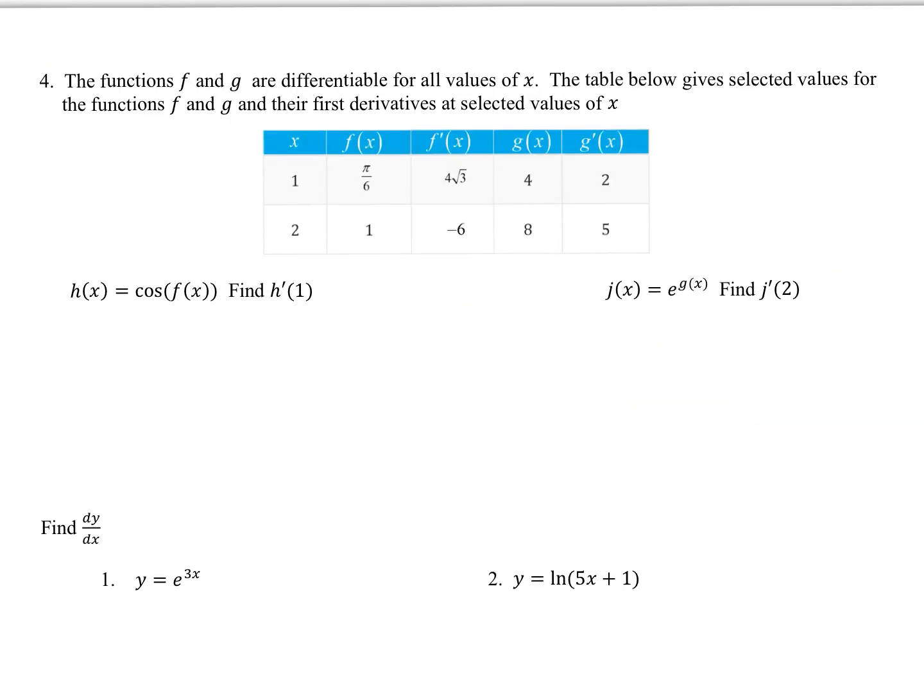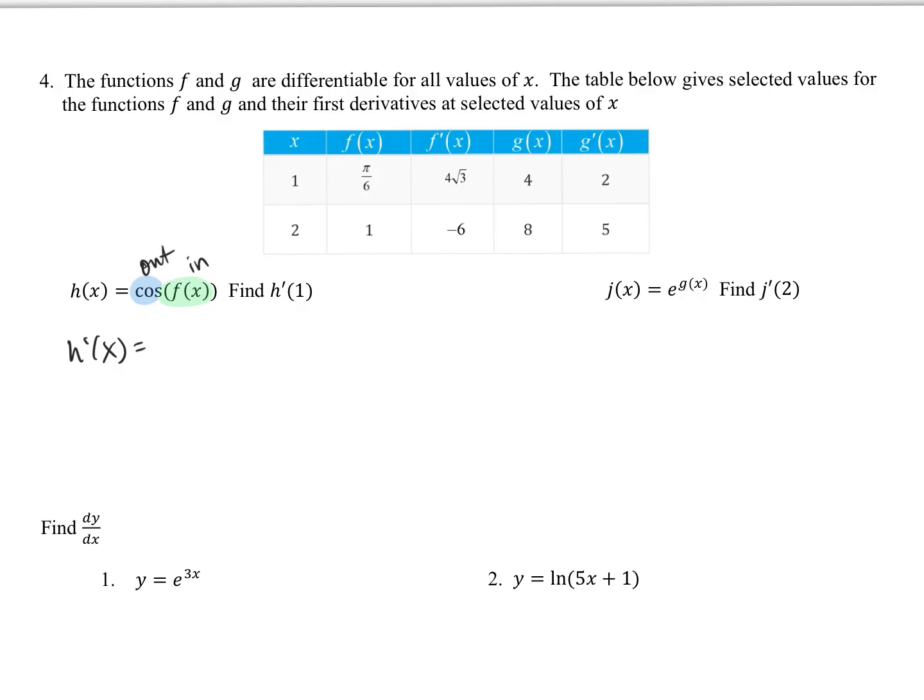If h is cosine of f of x, cosine versus f of x, one's my outer, one's my inner. Which one's cosine? Gamby, what do you think? Cosine, outer or inner? Probably the outer. I think that's a great guess. And f of x is my inner. Gamby, if they say find h prime of 1, let's start with h prime of x. What's the derivative of my outer?